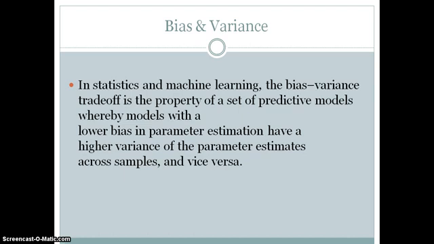In statistical and machine learning, the bias-variance trade-off is a property of a set of predictive models whereby models with a lower bias in the parameter estimation have a higher variance of the parameter estimates across samples, and vice versa. So lower bias has a higher variance and higher bias has a lower variance. What is bias, what is variance, we will see in brief.